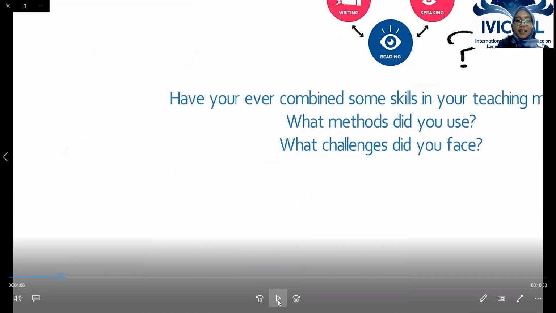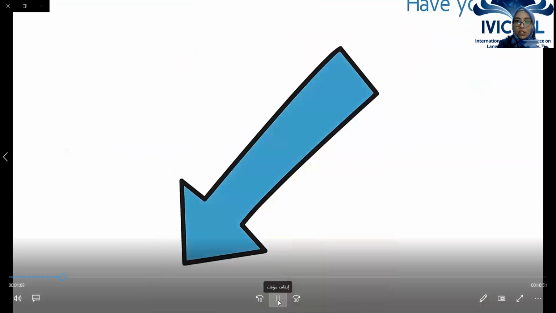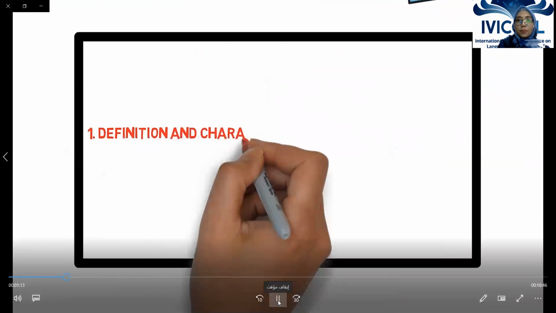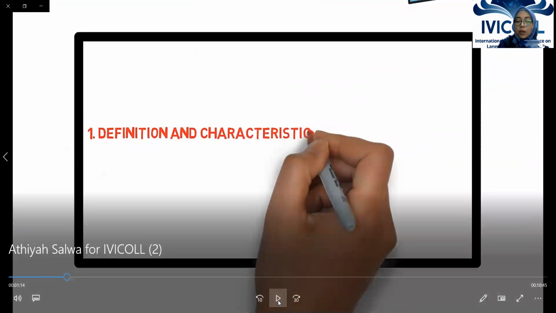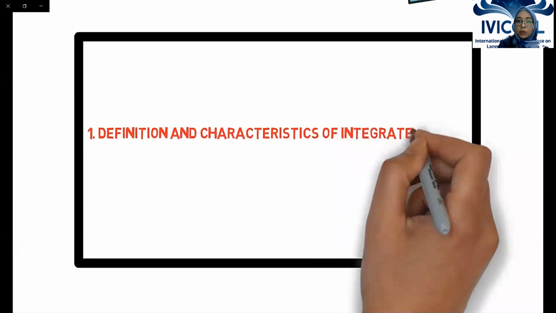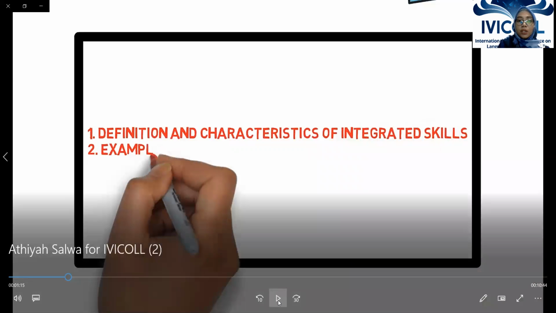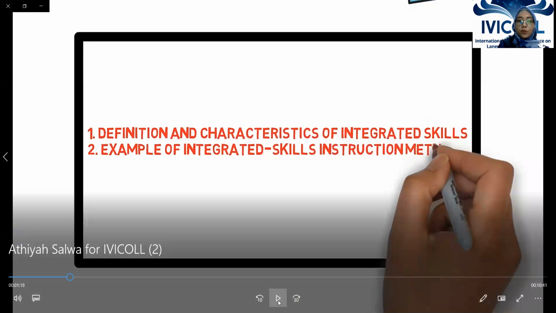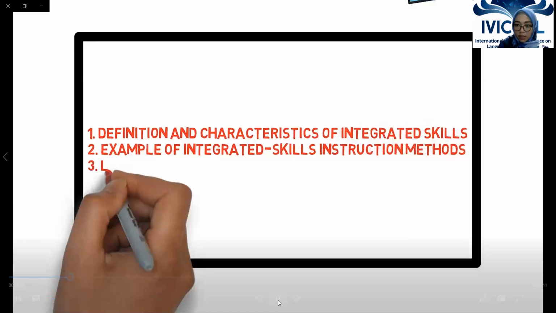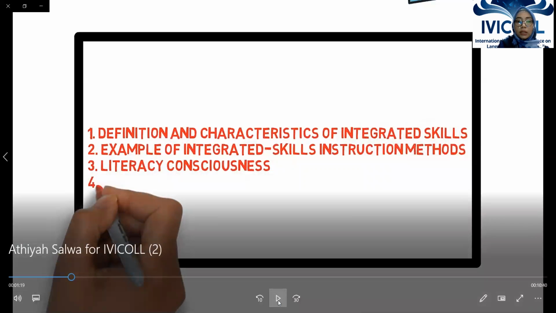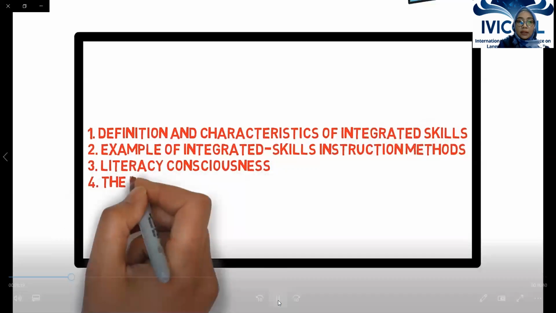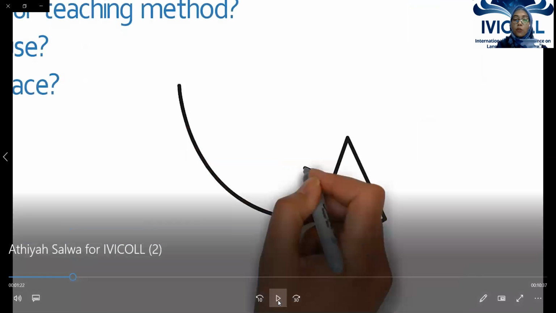If yes, let me introduce the outline of my presentation first. I will divide my presentation into four parts. The first one is the definitions and characteristics of integrated skills. The second one, I will give you some examples of integrated skill instruction methods. The third one, I would like to explain literacy, especially literacy in the 4.0 era. And the last one, I would like to present the results of my research.